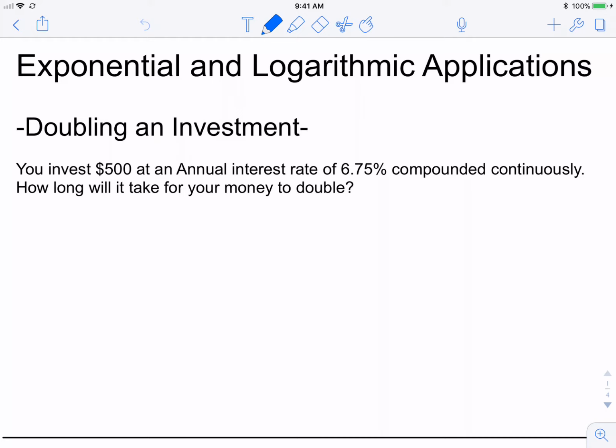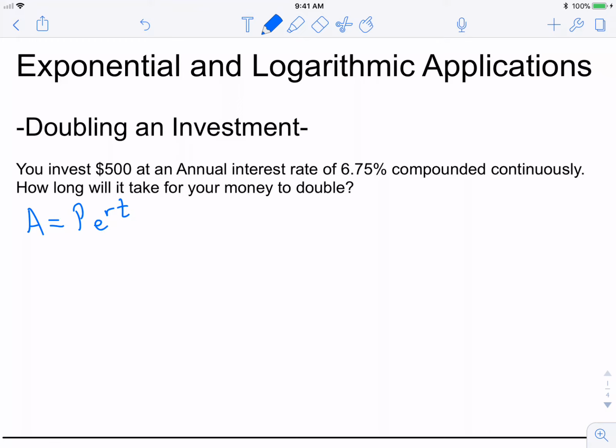This is a good question, and to solve it, we need to remember our continuous compounding formula, which is a very nice and clean formula. A is equal to P times e to the rt. Here, P is the initial investment, A is how much money we want after some time period, r is our annual interest rate, and t is time.